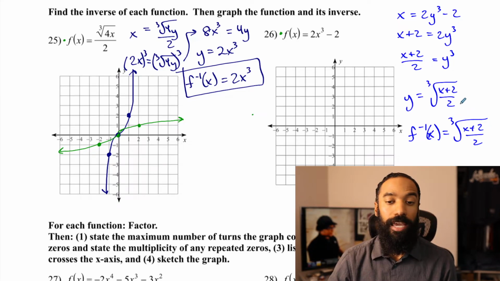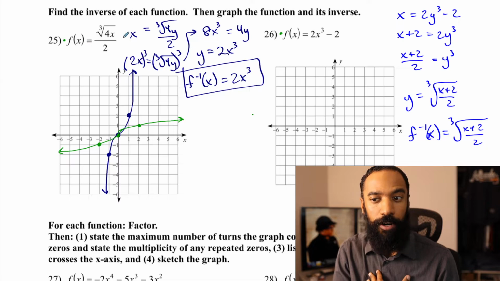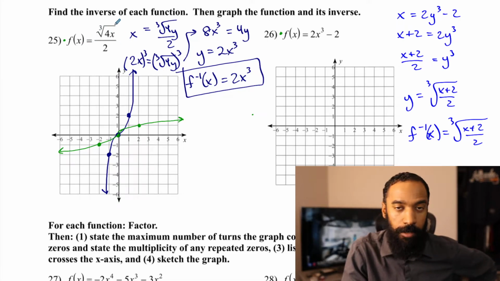Now I'll tell you what. I know how to graph cube root functions. I wouldn't have had fun with this one, but I know how to graph it. You can use the a and the b and stuff like that and make that work.